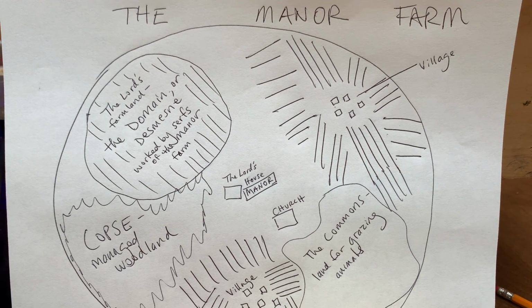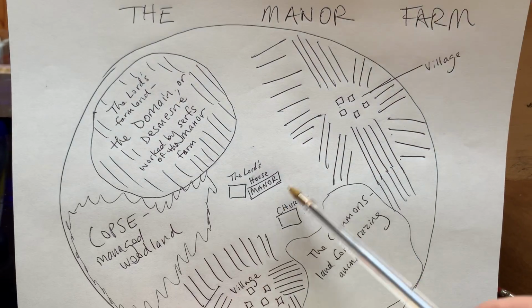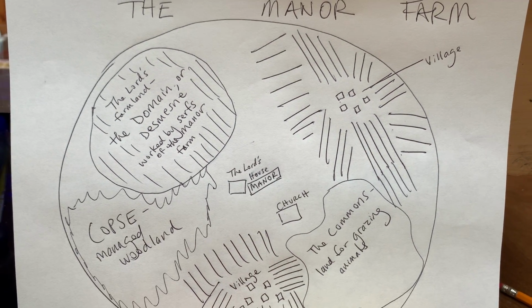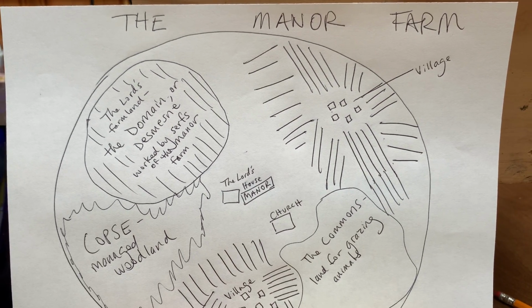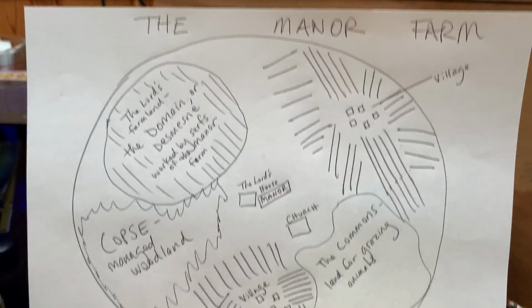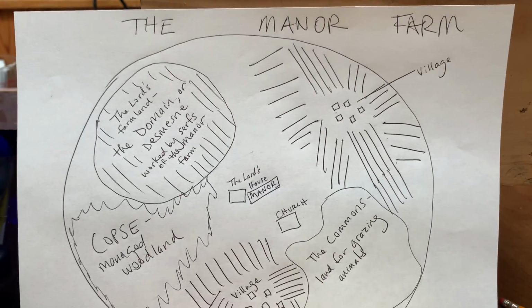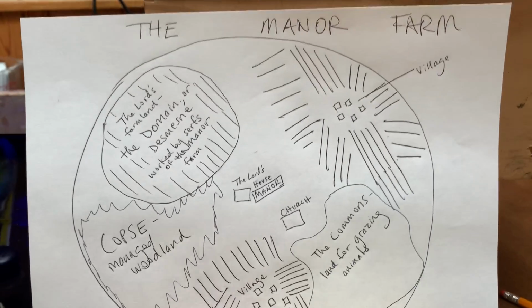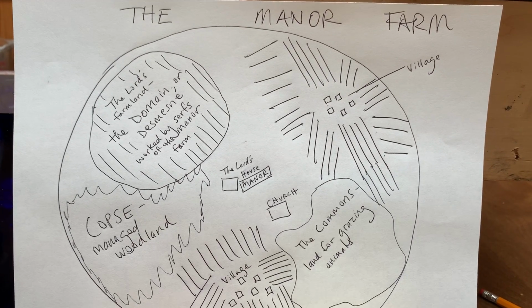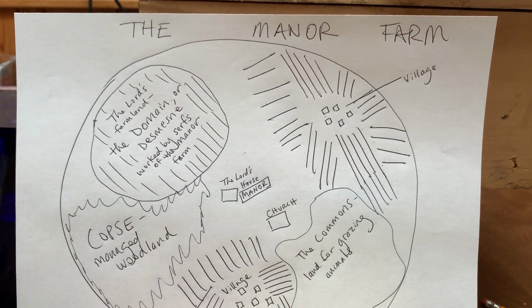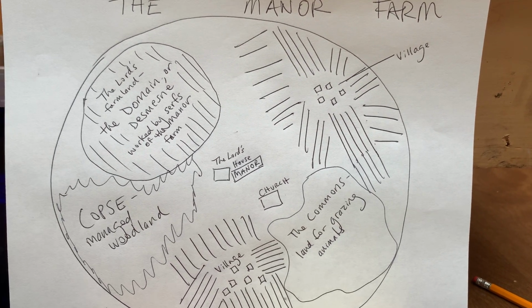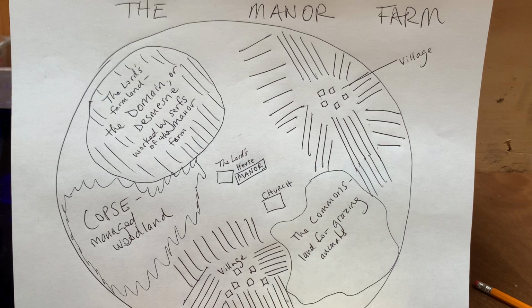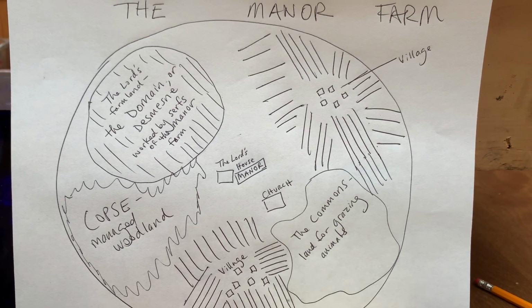Now, each manor farm had a lord. Now, this lord could be a knight or he could be a baron. These were knights and noblemen who were the lords. And we'll talk about the feudal system that governed the people at the top of society in the next lecture. But in this lecture, I'm talking about how they lived.